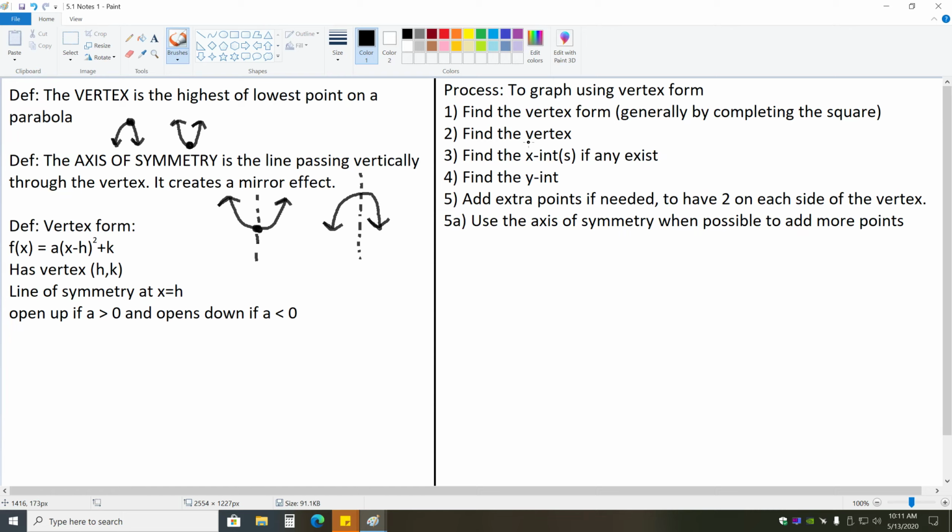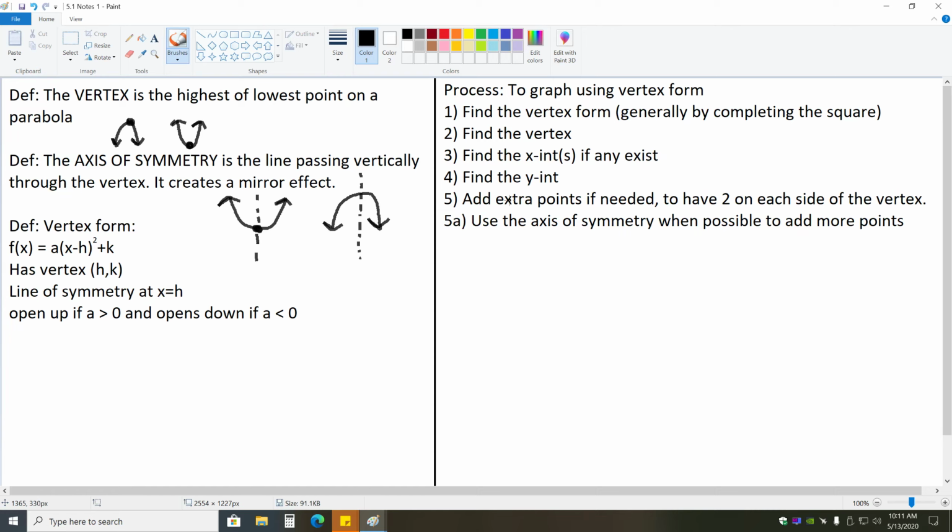So we know the vertex will be the point h comma k. We can then find the x-intercepts, or x-intercept, or maybe no x-intercept will exist. Remember, you can always have 0, 1, or 2 solutions when finding these. From there, we will find the y-intercept. So remember, x-intercepts are found when you set the equation equal to 0. The y-intercept is found when you plug 0 into the equation for x. So we'll be doing both of those.